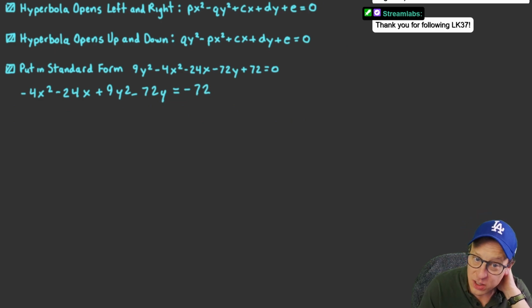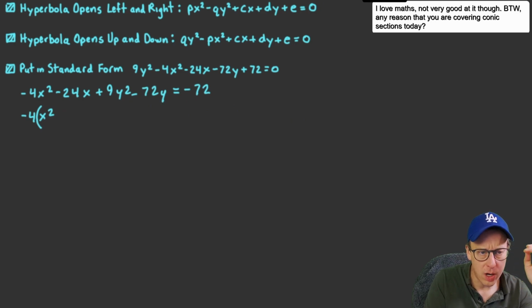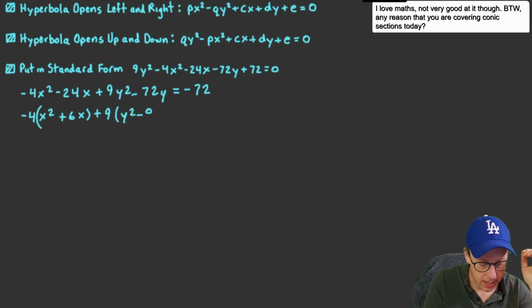I want to factor so that my leading coefficient is equal to 1. So this is going to be 4x squared. Whoops, I'm going to put parentheses inside here: 4x squared plus 6x plus 9y squared minus 8y.